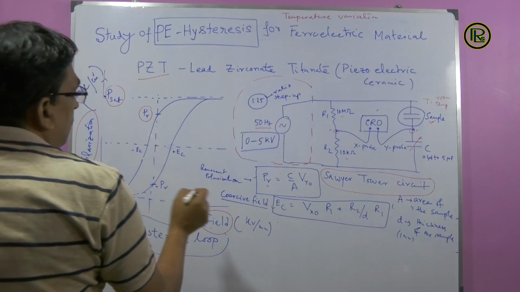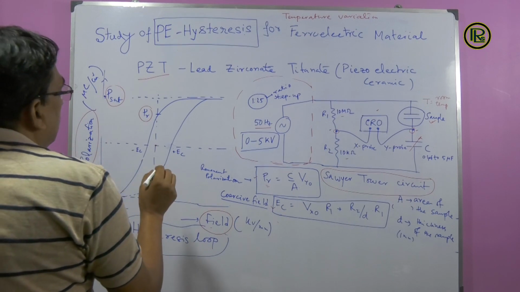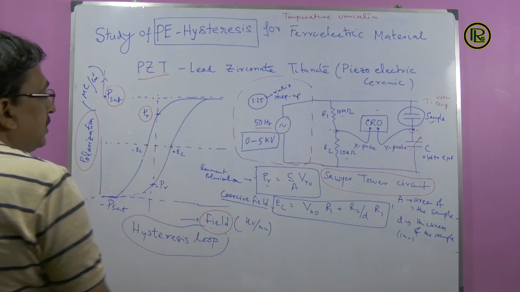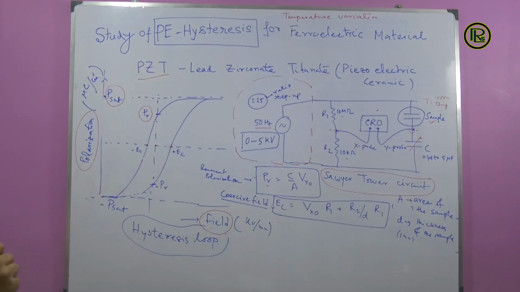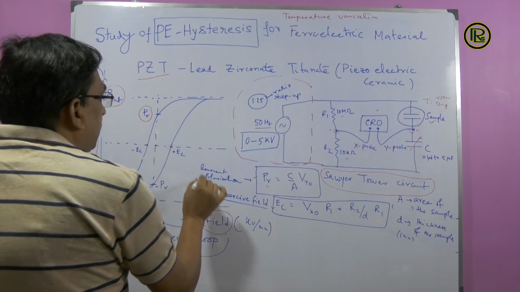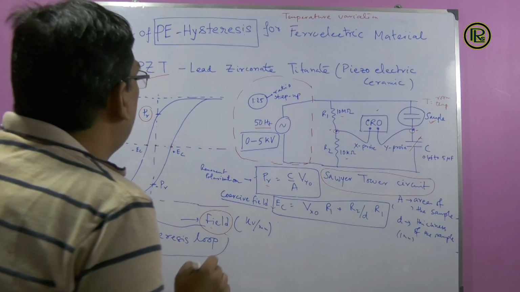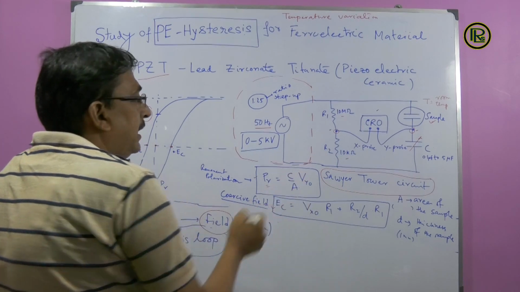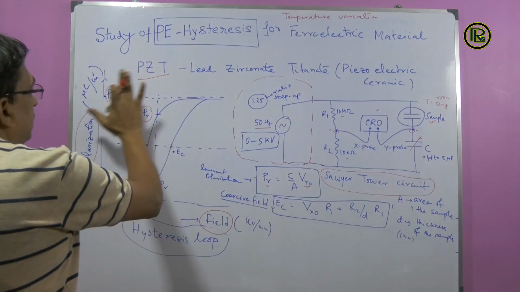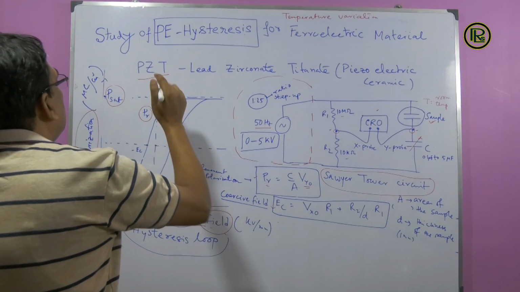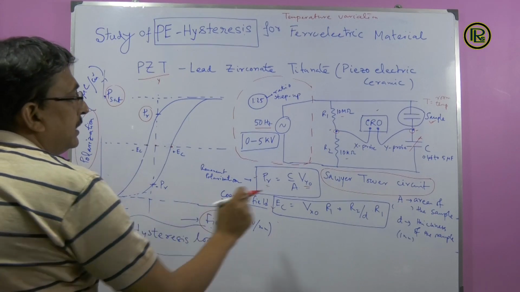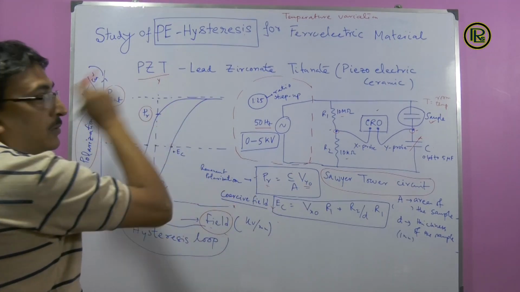And the field for which the remanent polarization becomes zero is called the coercive field. These two values can be obtained from two formulas. For remanent polarization, we have PR equals C by A times Vy0. This is the xy plane, so this can be taken as the y-axis and this as the x-axis. The y-intercept gives Vy0 of the hysteresis loop.